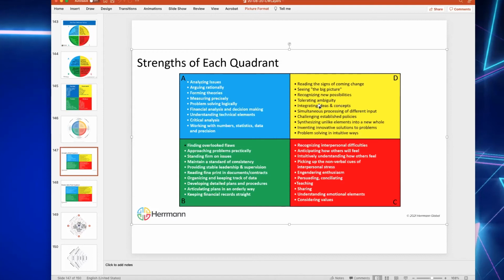Nevertheless, if I'm an amiable driver, I could certainly say, of course, I welcome the input of other people. So isn't that the whole point of being a good operations person, making sure that we're leveraging all the talents of all the people? Or you look at synthesizing unlike elements into a new whole. Now it's feeling a little bit on the analytical side of things.